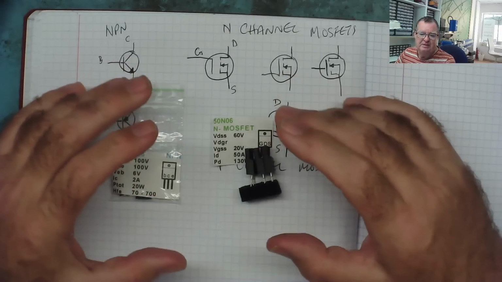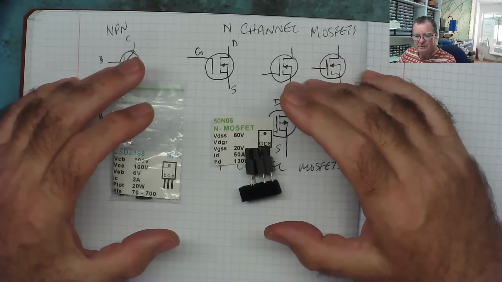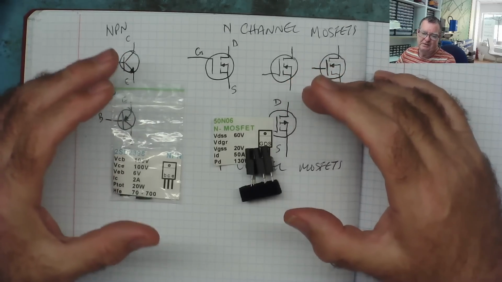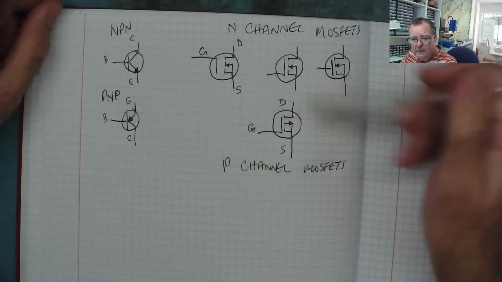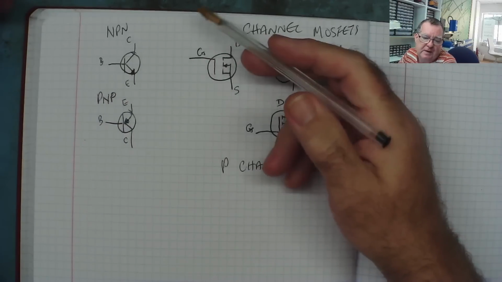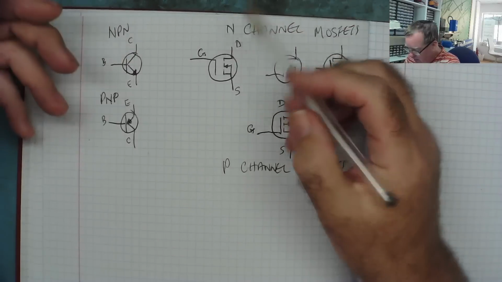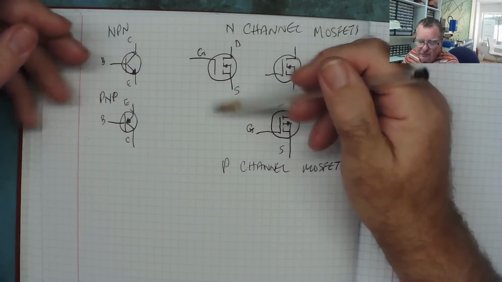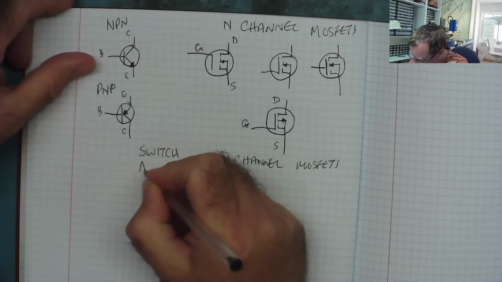Now let's have a look at the things that are different between MOSFETs and bipolar transistors, rather than the things that are basically the same. MOSFETs and bipolar transistors also have the equivalent uses. So they can both be used either as a switch or as an amplifier.